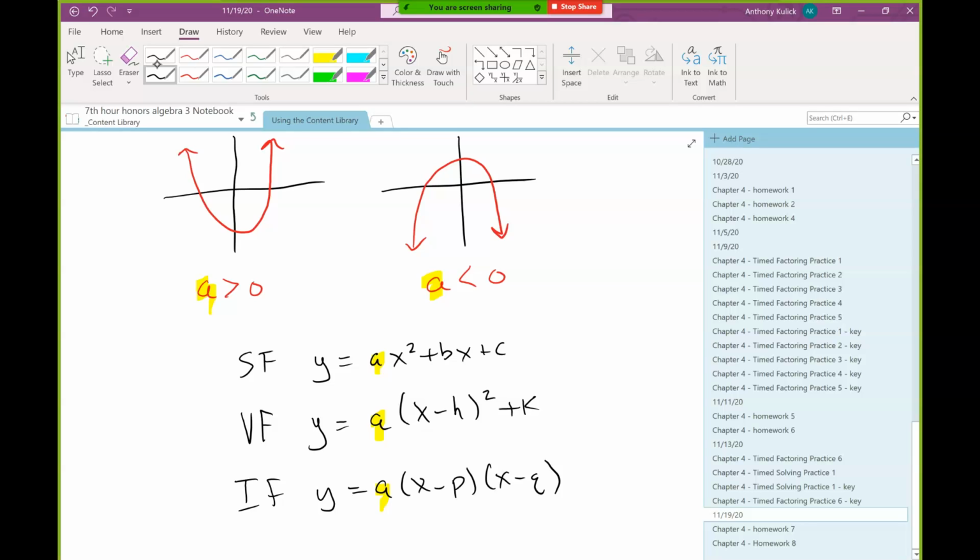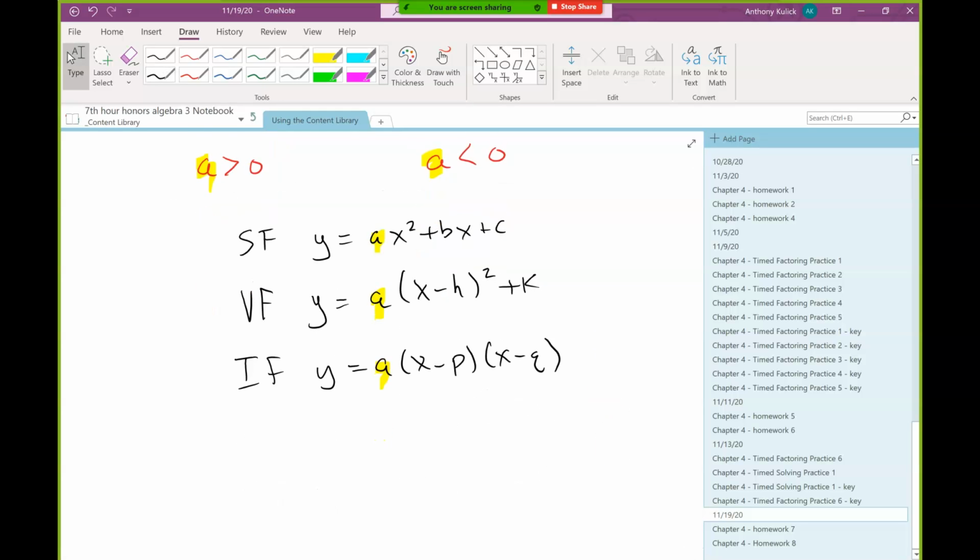So if the a is positive, the parabola opens up, and if the a is negative, the parabola opens down. Hopefully that's kind of what you'd expect. It's very common-sensey that the positive one opens up and the negative one goes down, because that's how the numbers go on the y-axis, right? The positive stuff is up and the negative stuff is down.